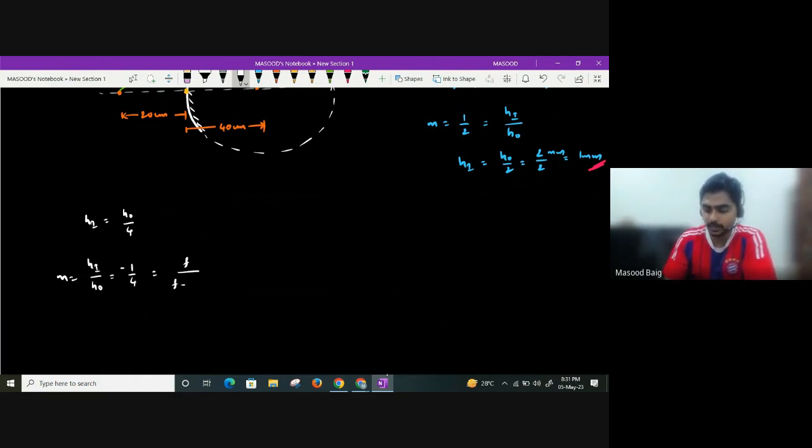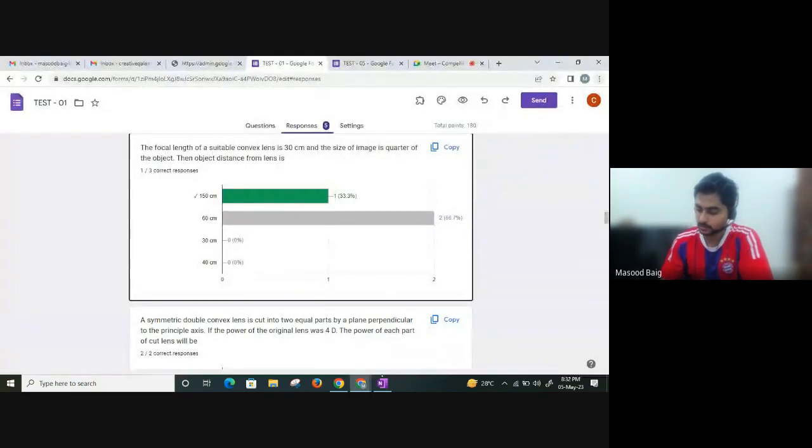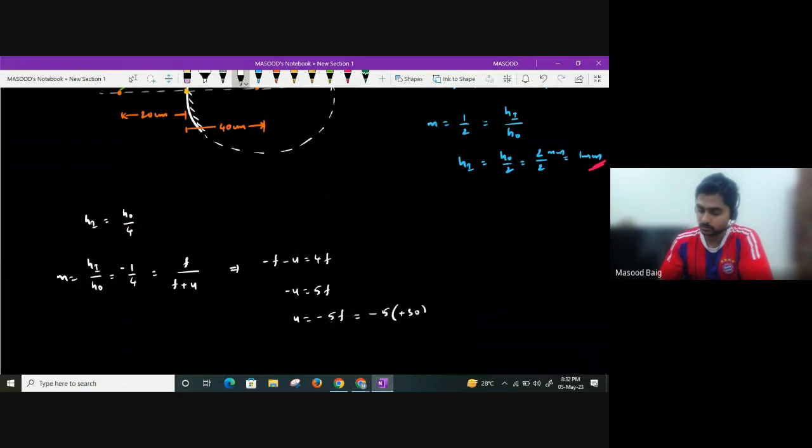the focal length is given. So I can write it as f divided by f plus u, guys. For a lens, it is f divided by f plus u again. So I can write minus f minus u will be equal to 4f, right? And minus u value will be equal to 5f. So the u value will be equal to minus 5f, guys. So already the focal length for the convex lens will be plus 30 again. So what will I get as the object distance? Minus 150 centimeters.